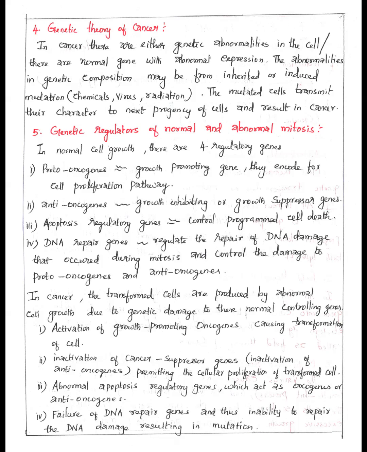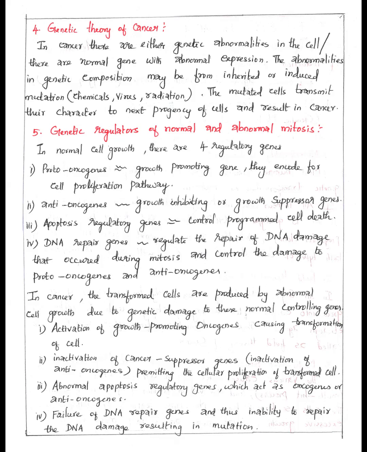Third is apoptosis regulatory genes, which regulate cell death. And the fourth one is DNA repair genes, which repair the damaged DNA that occurred during mitosis. They also control the damage to the proto-oncogenes and anti-oncogenes. If abnormalities are found in the above 4 regulatory genes, mutated cancer cells are produced.